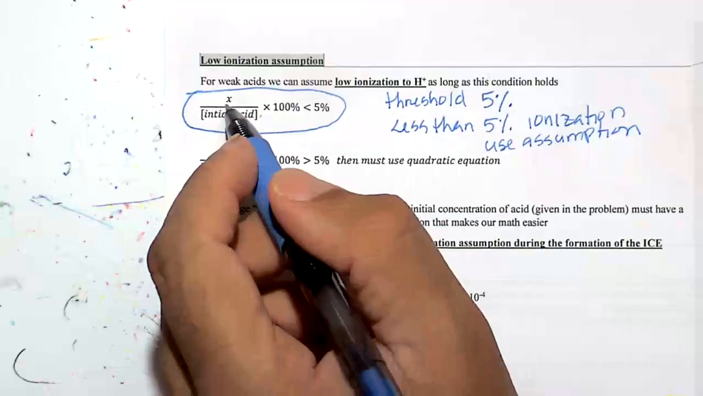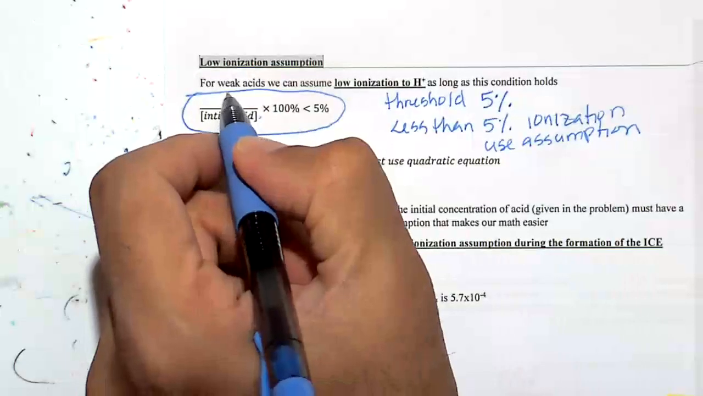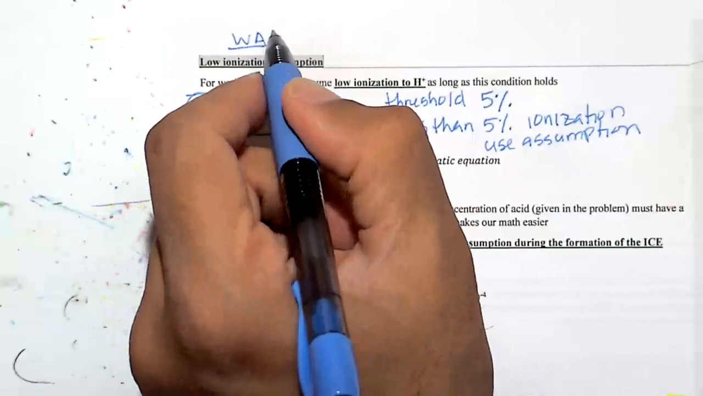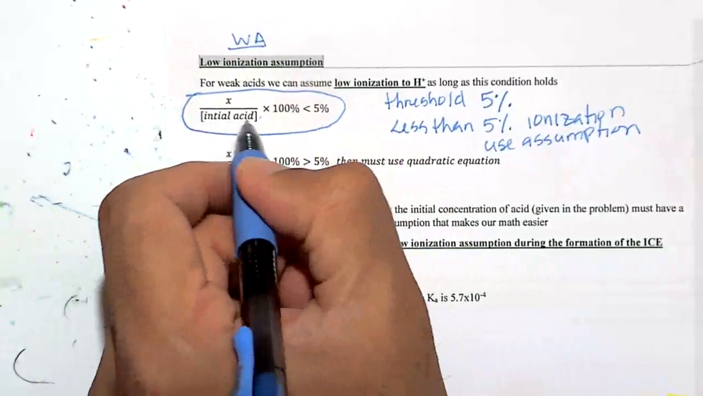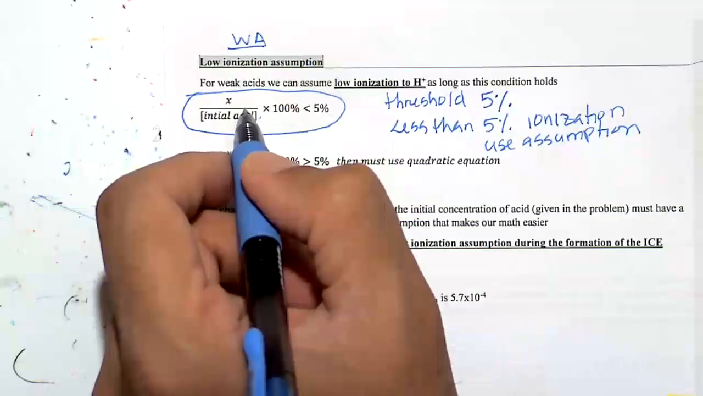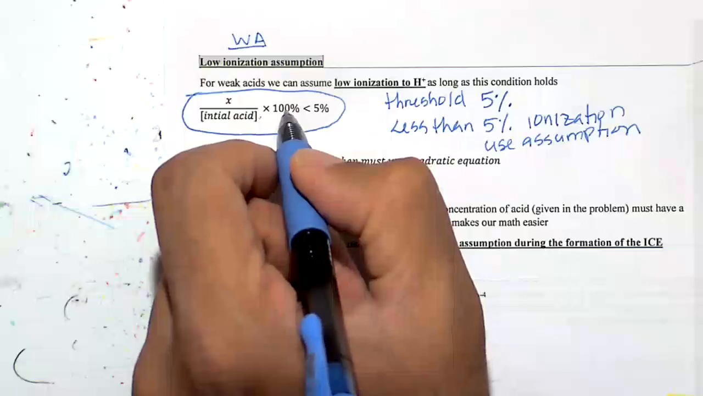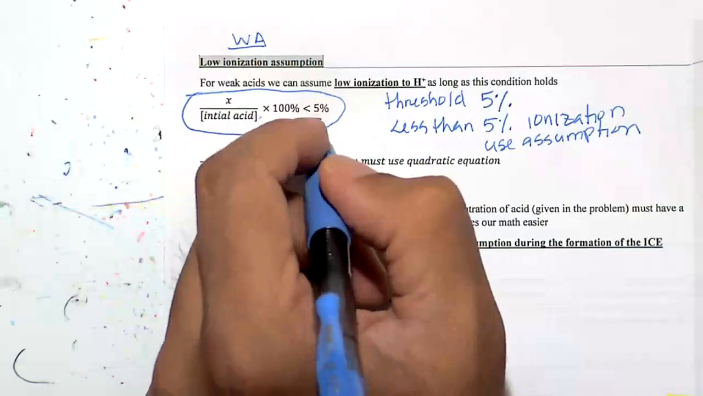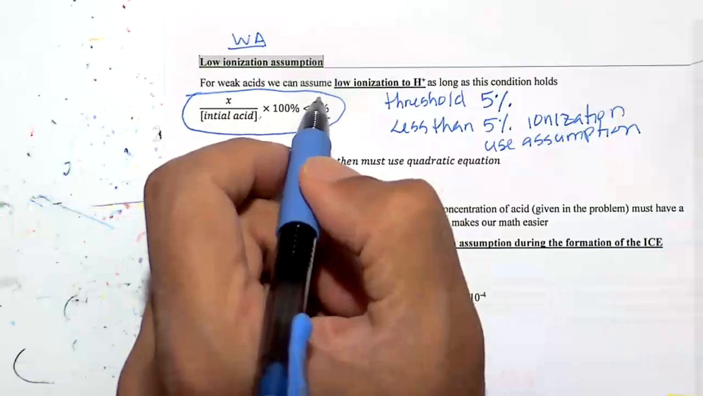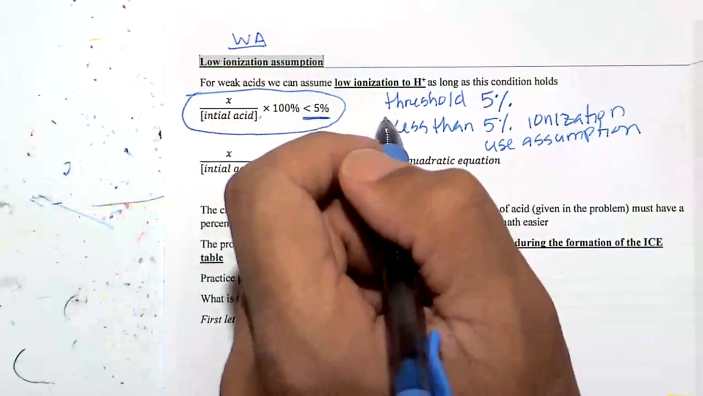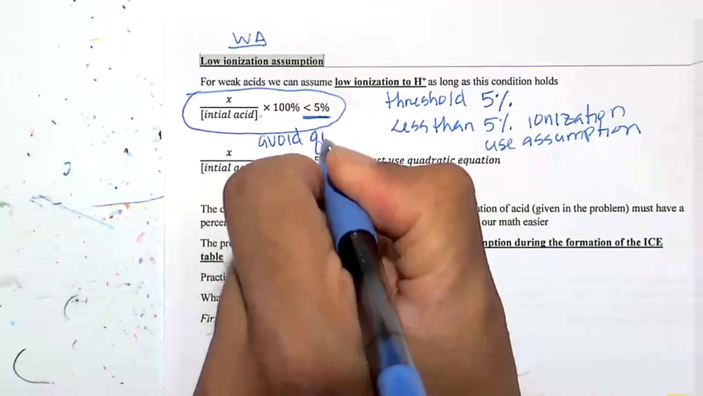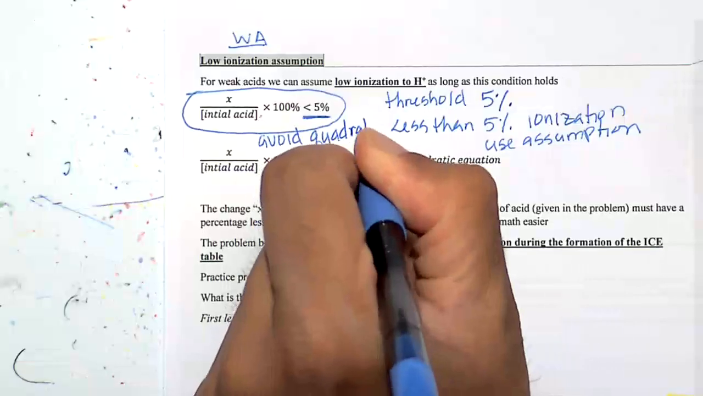You're going to plug it into this formula. You'll take X, which is what we get from the ice table. Remember, weak acids need an ice table because they do not go to 100%. You're going to divide it by the concentration in the bottle, or the concentration that's given in the problem, and then you multiply it by 100 to get a percent. If this percentage is less than 5% ionization, that means less than 5% going this way, then you can use this assumption and you can avoid the quadratic on your ice table.